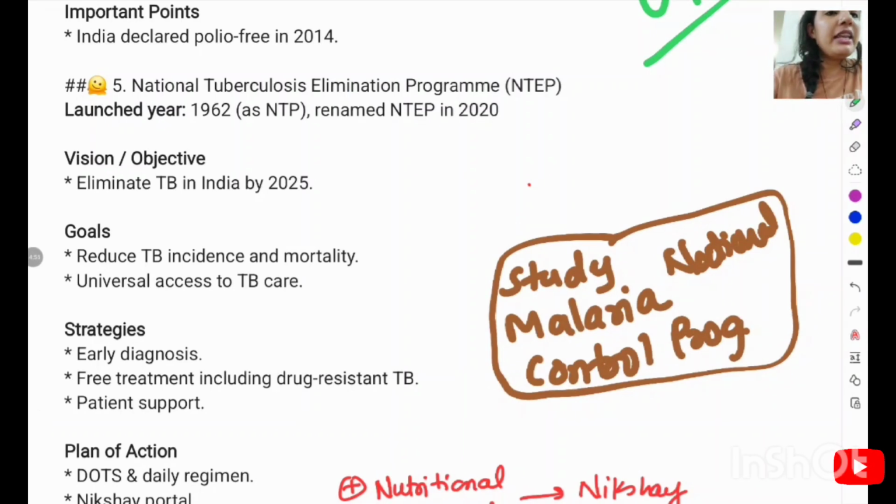Next program is the National Tuberculosis Elimination Program, known as NTEP, and it's also important. It can come for 10 marks because it has so much content itself, and it was actually launched in 1962. It was the National Tuberculosis Program, but it was named the National Tuberculosis Elimination Program in 2020, and its vision is to eliminate TB in India by 2025. Goal is to reduce TB incidence and mortality. Incidence means the new cases, mortality means the deaths happening due to TB. Universal access to TB care.